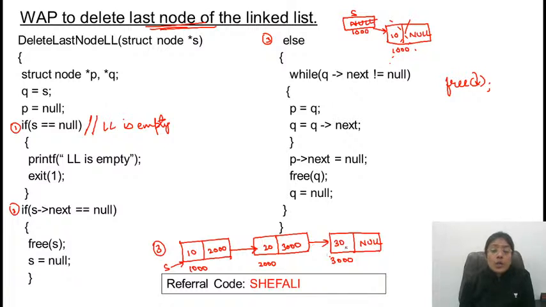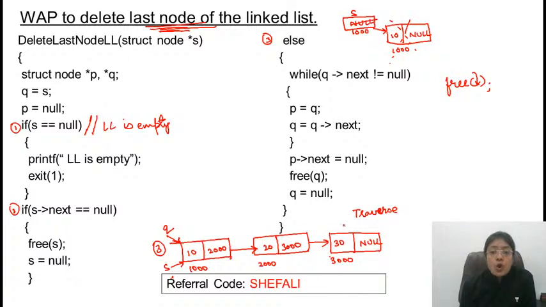Now, I want to delete the last node of the linked list. First of all, we need to reach the last node. This means that for that, we need to traverse the linked list. For traversal, I have told you one point: don't ever move the start pointer itself. Maintain a copy of the start pointer. Let me take this as Q. Q is a copy of the start pointer, and move this.